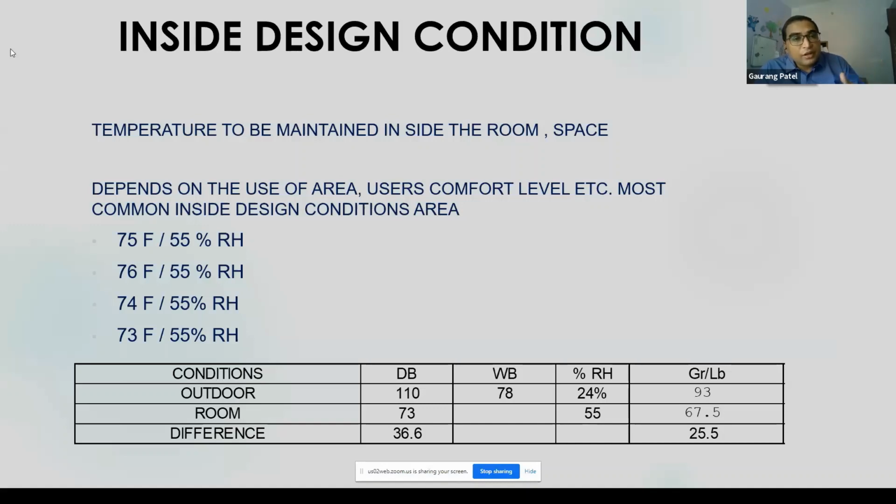Then the inside design conditions. What would be the inside room temperatures? I have listed them here in Fahrenheit, because we have a lot of calculations based on Fahrenheit. Right now both degrees Celsius and Fahrenheit can be available. But when these heat load calculations initially started, if you ask any senior person, they always refer to the Carrier handbook.